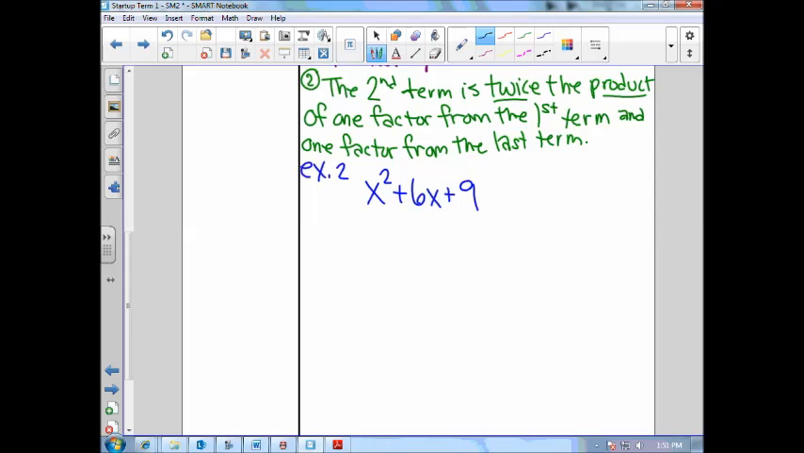Gerardo, are you writing? Yep. X squared is a perfect square because x times x, right? That's the same as the last problem. Now we have to see, is 9 a perfect square?